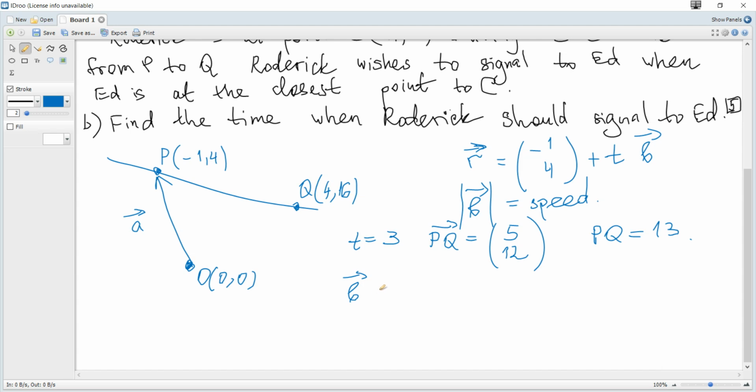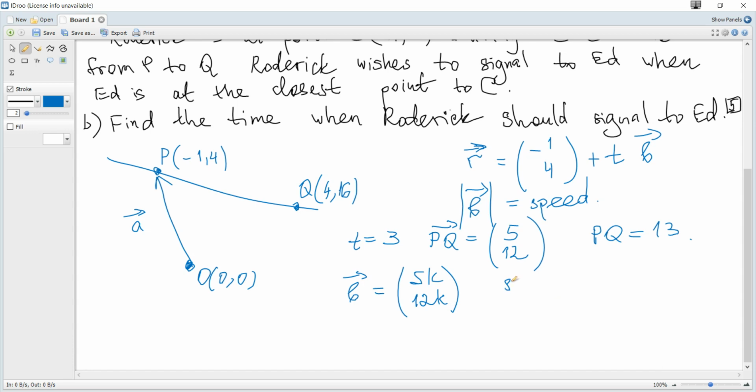And we know that if two vectors are parallel or collinear, collinear means that they lie on the same line or on parallel lines, coordinates of such vectors are proportional. It means that coordinates of the velocity vector we can write as 5k, 12k, where k is some constant to be found.